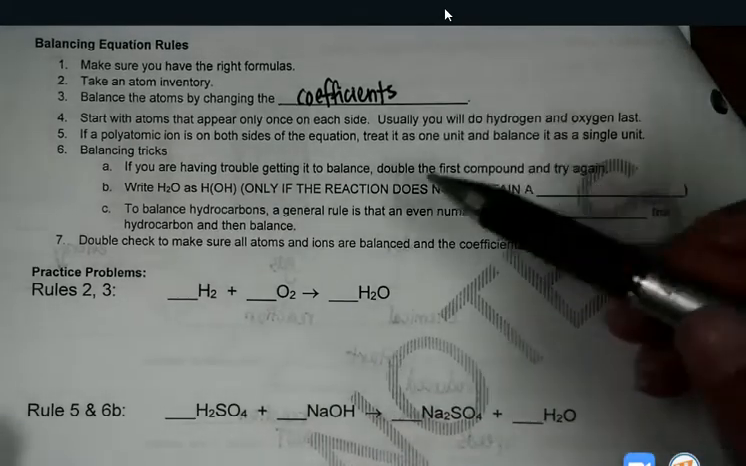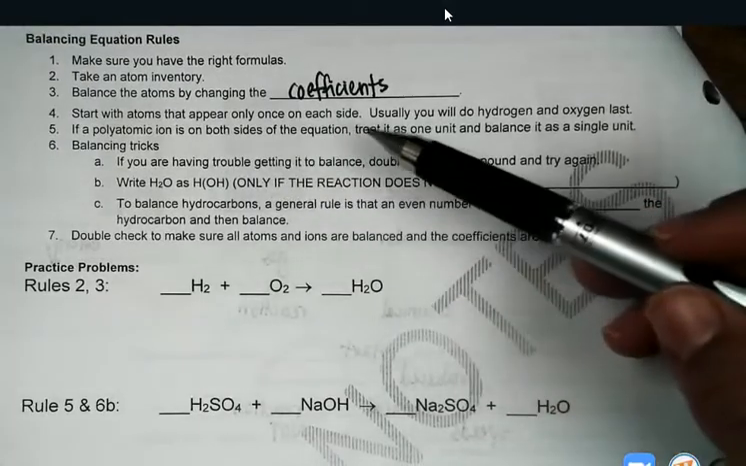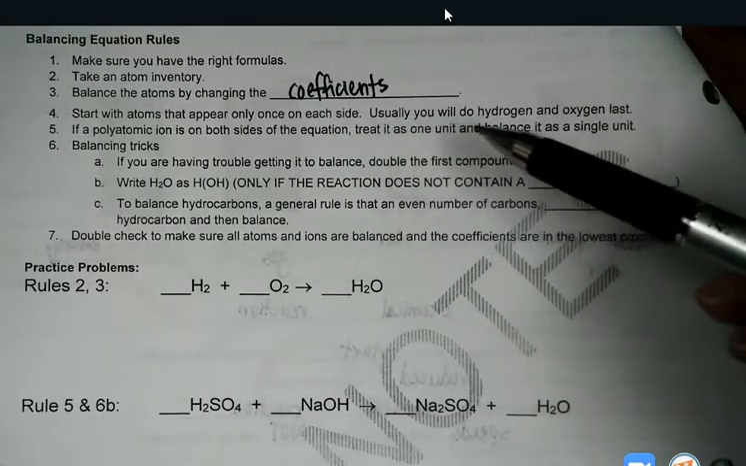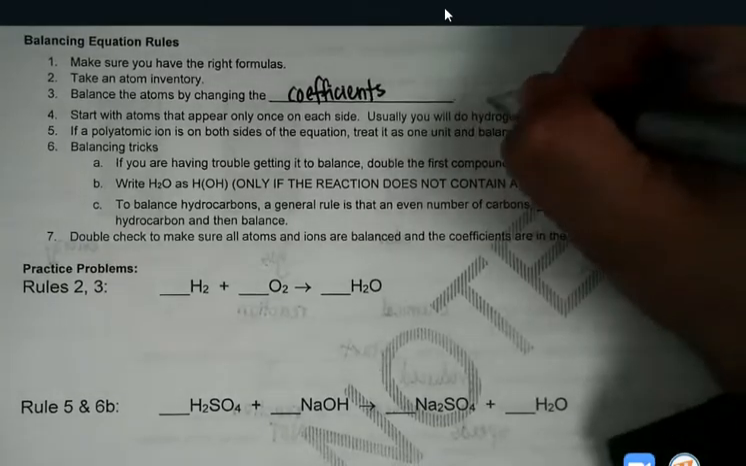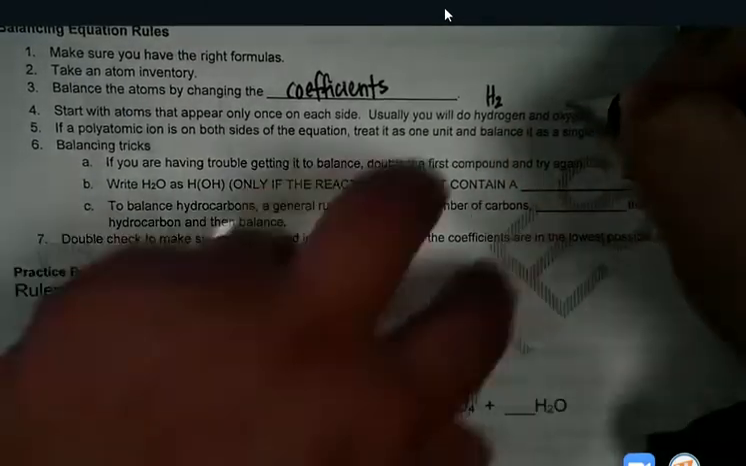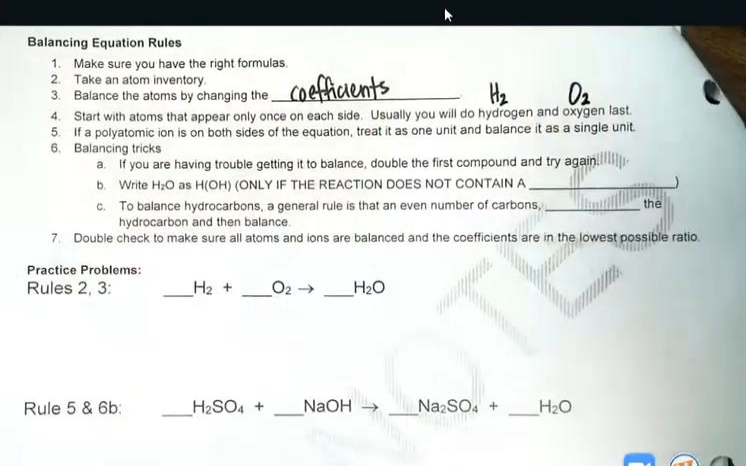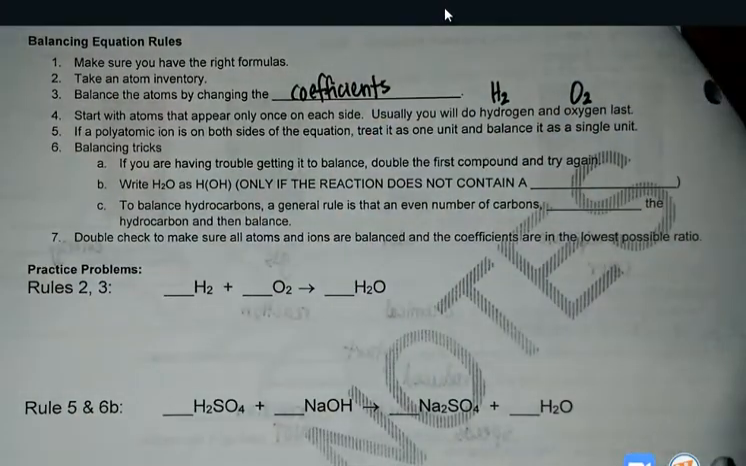Now, we're going to start with the atoms that appear only once on each side. Usually we're going to keep hydrogen and oxygen last. The reason why we keep hydrogen and oxygen last is because they're diatomics, and because they have a 2 after them, it's just going to make it harder to balance them right away.